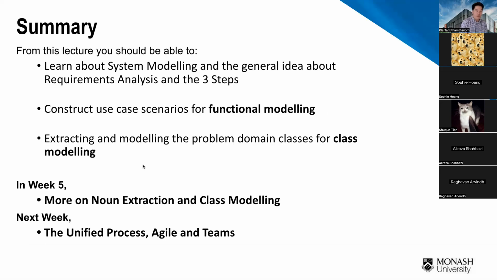Okay, thank you. I think all good. We are in the summary now. Oh, the time flies very fast. In summary, in this lecture we talked about system modeling. Once we get the requirement specification document, we do three steps: functional modeling, class modeling, and dynamic modeling. We will talk about the state machine diagram later as well. Next week we'll talk about the unified process, agile, and the teams, and in week 5 we will come back with class modeling in more detail.